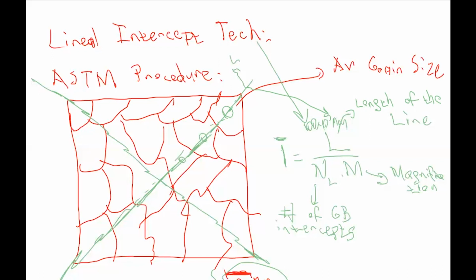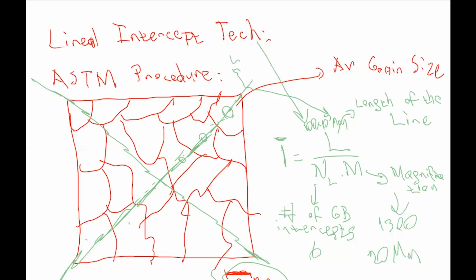Maybe for NL we have 1, 2, 3, 4, 5, 6. We only have 6 intercepts, and the magnification is given in the question. Let's say this is 113. Then you can calculate the average grain size. Maybe it's around 20 micrometer, whatever it is.